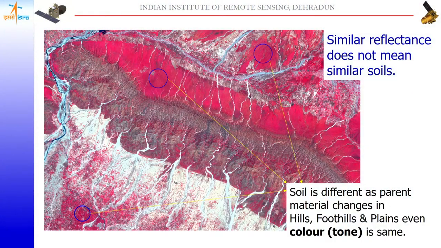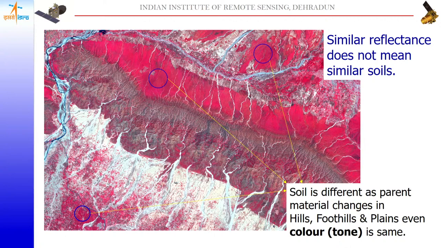This picture is the false color composite of one area in Dehradun. You are seeing the Shivalik Hills here, and I want to show you the reddish tone here. Here also you are getting the reddish tone. So one thing is clear, that both areas are forest. So the reflectance is appearing the same, but at both places the soils are not the same.